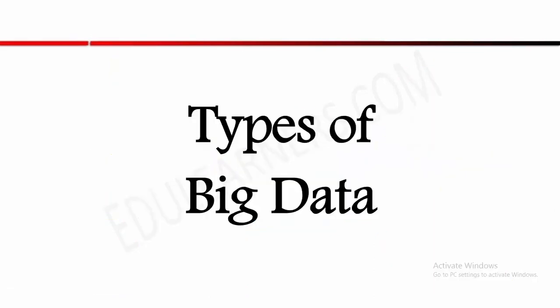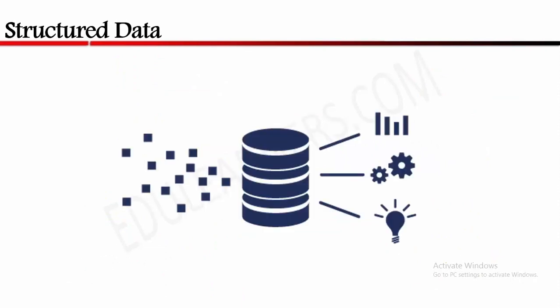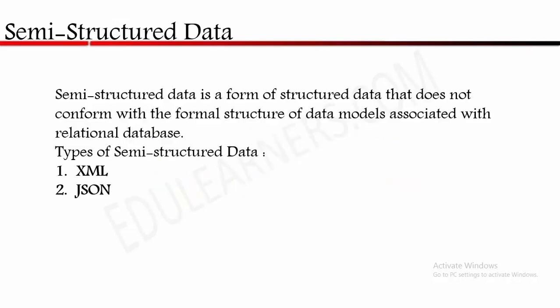Now let's see the types of big data. Starting with the first, structured data. Data that resides in a fixed field within a record or file is called structured data. This includes data contained in relational databases and spreadsheets.